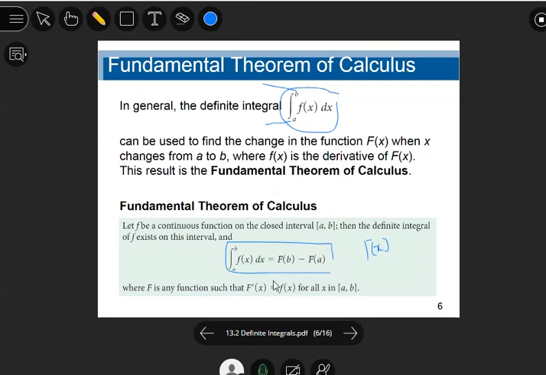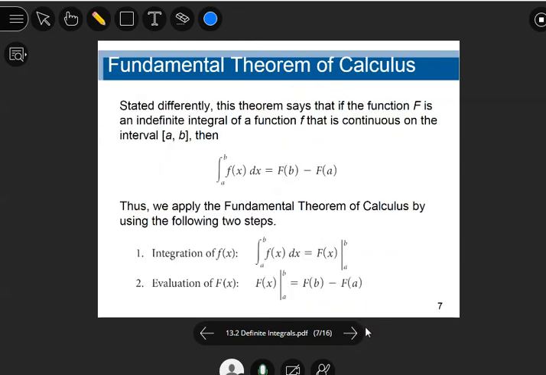Then second is substitute b. First substitute the upper limit, then reduce by substituting the lower limit a. This is the process. So mainly it has two processes. First one is this one. We need to integrate.